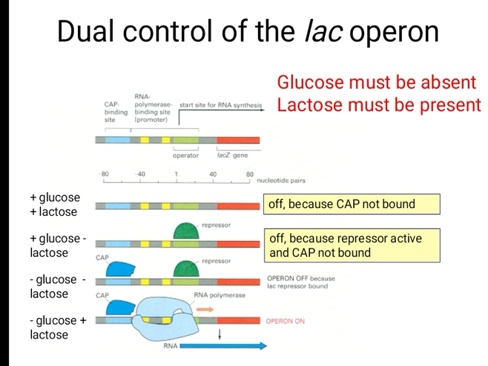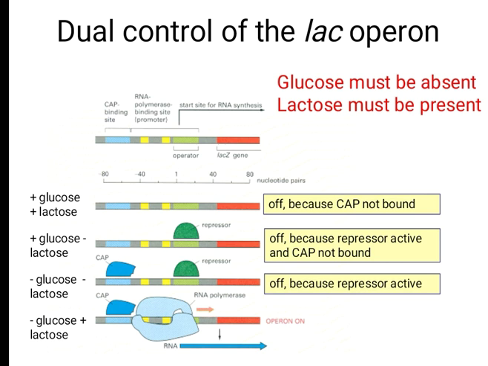Then the third scenario, no glucose and no lactose. No glucose, a high level of cyclic AMP CAP complex would form, and this complex would bind to the CAP binding site, but there is no inducer like allolactose. So at this time the operon would be off because the repressor is active.